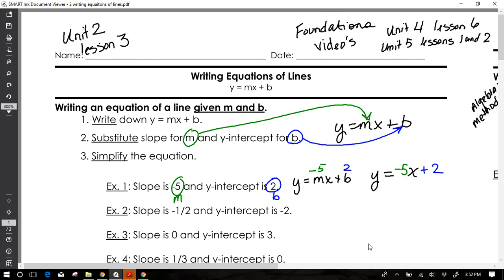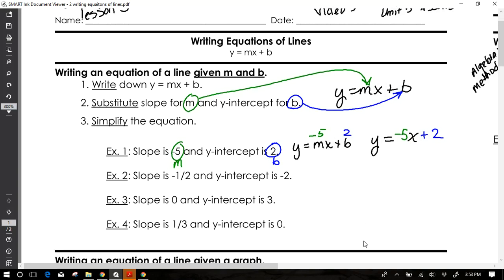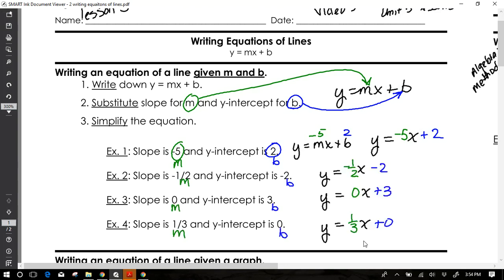I want you to look down through these next 3 examples, and I want you to identify for all 3 of them what is the slope and what is the y-intercept. Just pause the video for a moment. All right, welcome back. If you plugged in your slope and your y-intercept, these would be the 3 equations that you got. What I want to do is simplify these last 2.